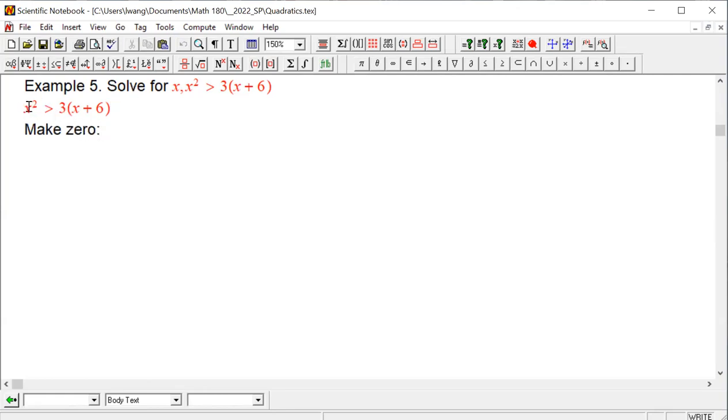Make zero, right? Making zero, so of course we're going to FOIL on the right-hand side. So we have x squared minus 3x minus 18 larger than zero. So now we have made a zero. You can factor. If factoring is hard, we can do the function method, right? So let's factor this piece.